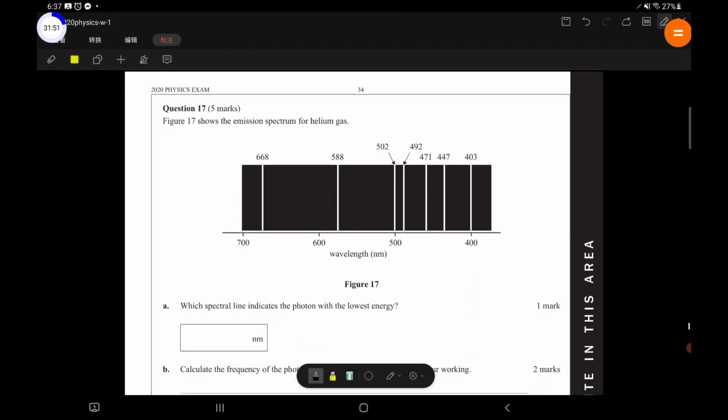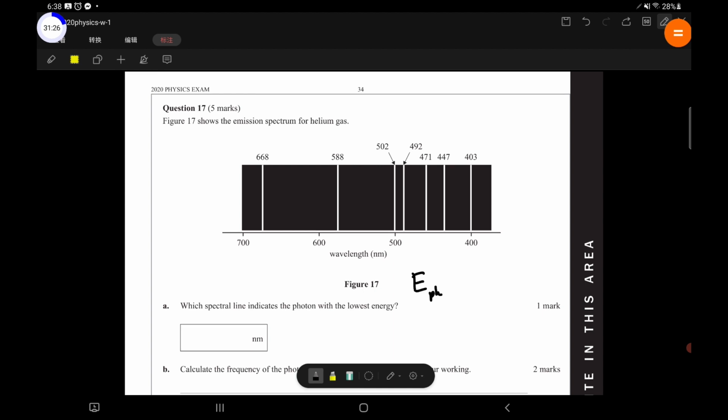All right, so moving on, question 17. And my voice is getting really, really dry, so hopefully we can get through this soon enough. So we have an emission spectrum of helium gas. The spectral lines are shown here. Indicate the spectral line for the photon with the lowest energy.